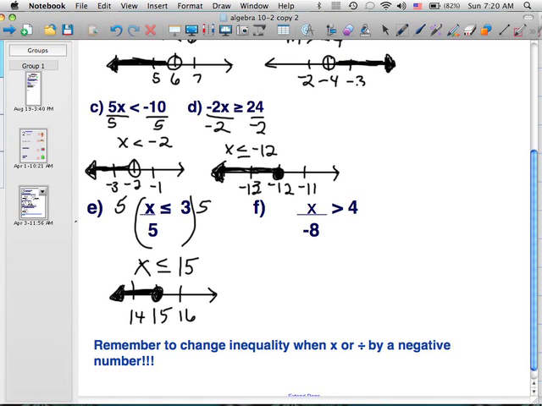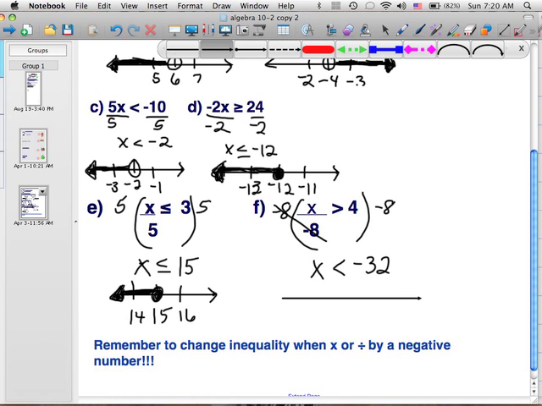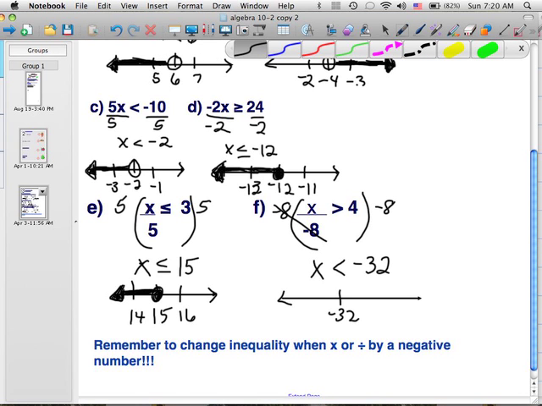And the last problem, we're dividing by negative 8, so we're going to multiply by negative 8. And since that is a negative number, it will turn the inequality from greater than to less than. So we get x is less than negative 32, and graph it. We have negative 32, negative 31, negative 33. And it says less than, open circle, shaded to the left. Solid arrow at the end.